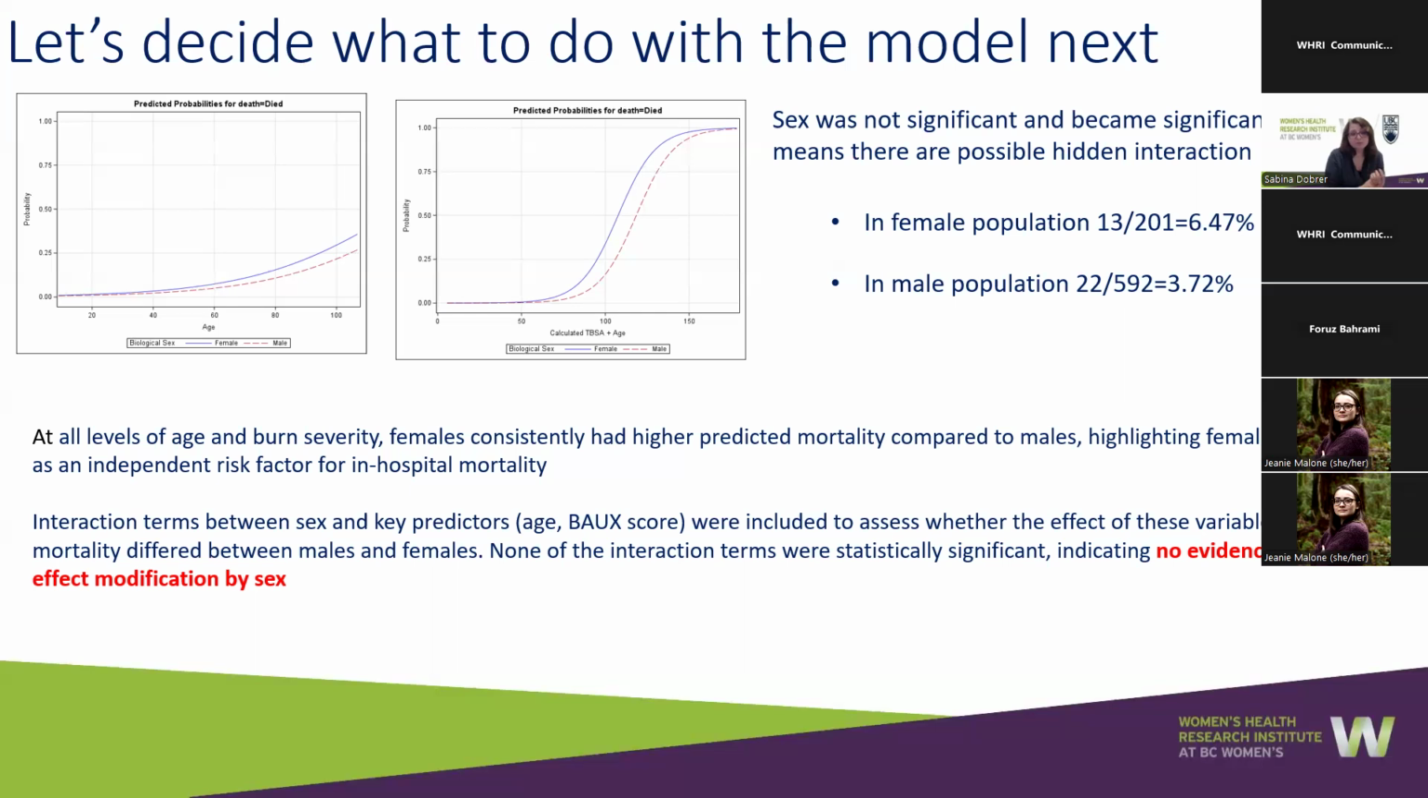At all levels of age and burn severity, female consistently had higher predicted mortality compared to male. It can be because it's not a random sample. It's patients that come to ZD and VGH, and we collected data in a specific study period. So maybe by chance, females in our sample died more than males because they were sicker, or maybe there was something else that we didn't collect information about. So the variables that we have in the model are not going to explain to us if sex in this case is an important factor.